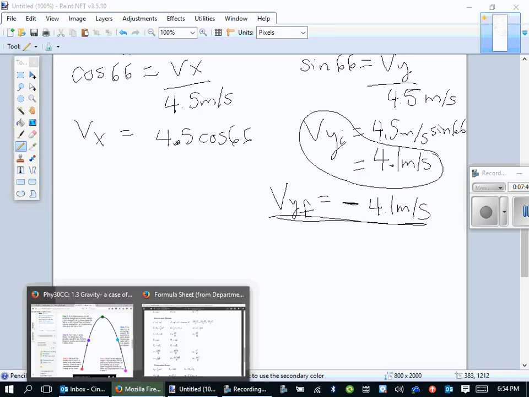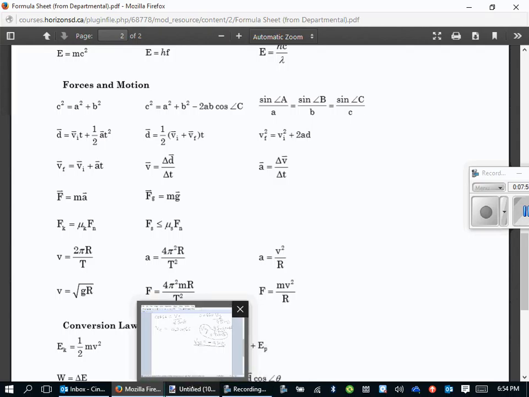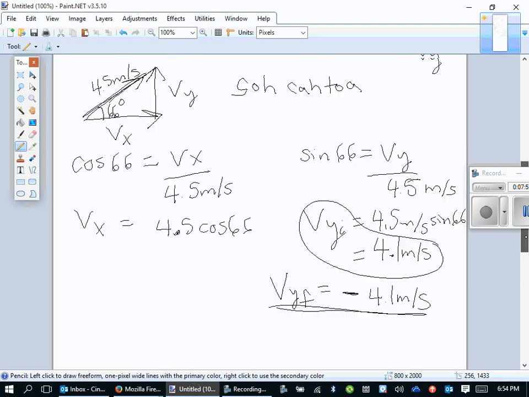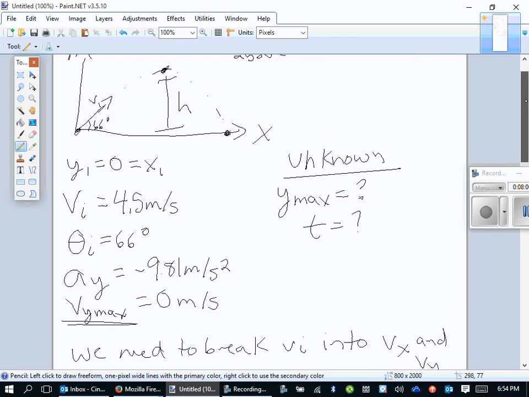Okay, so some of the formulas. Look at this one right here. V final squared equals V initial squared plus 2 times acceleration times displacement. Acceleration, initial, and final we already have. We can solve for displacement. And that's what the question had asked. It had said, what is the maximum height? That's what we wanted to know. So displacement.